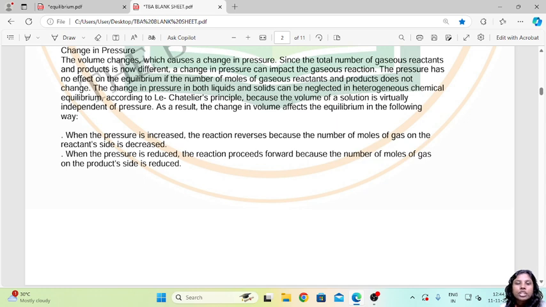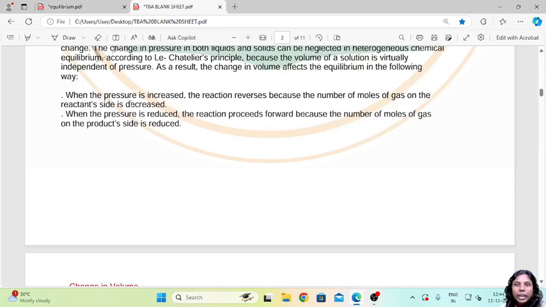As a result, the change in volume affects the equilibrium in the following ways. When the pressure is increased, the reaction reverses. Why? Because the number of moles of gases on the reactant side has now decreased. And if the pressure is now reduced, then the reaction will proceed in the forward direction. Why? Because on the product side, the number of moles of gases has reduced.